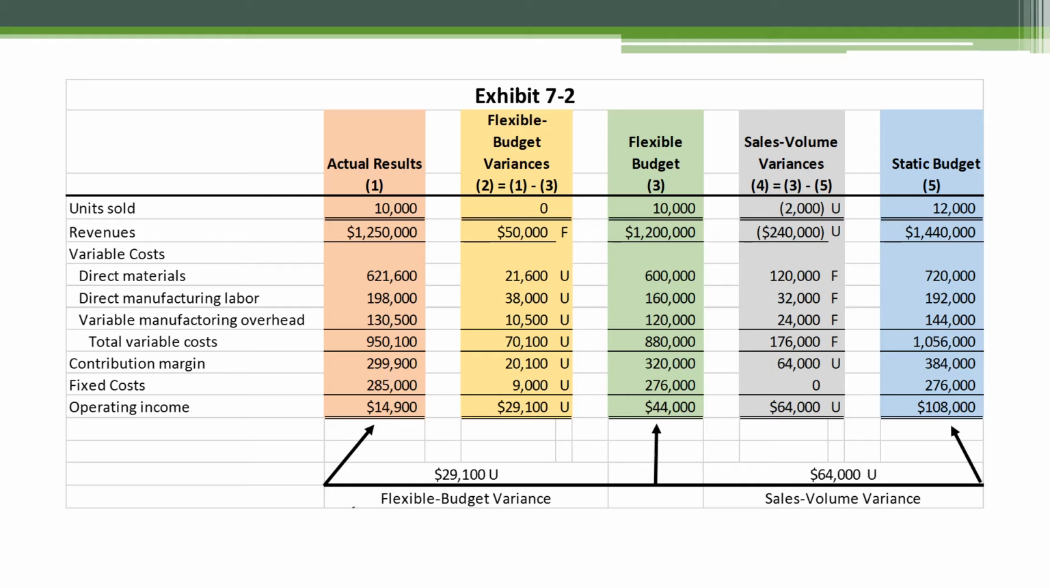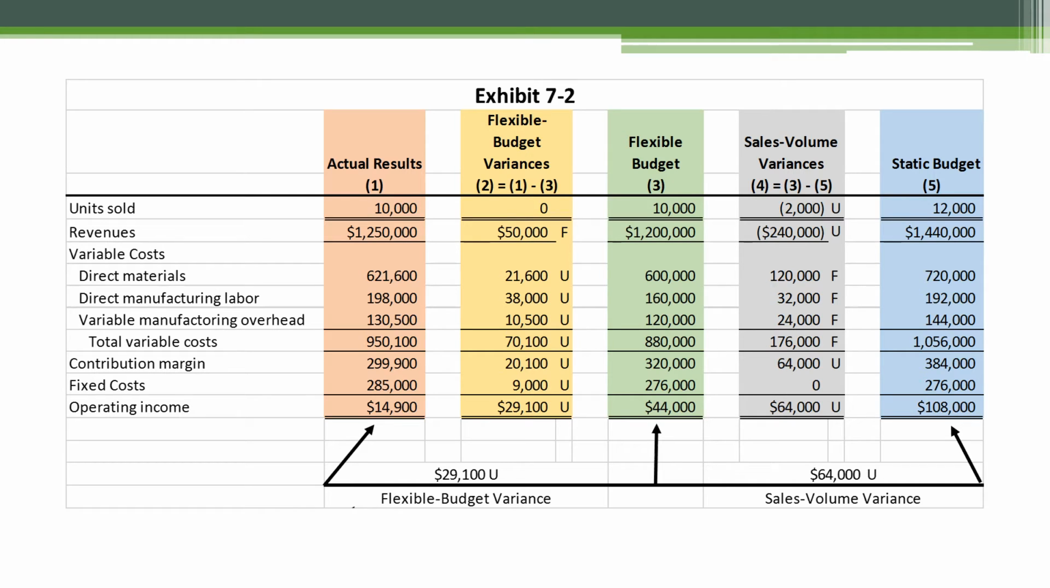Compare that to the $50,000 favorable revenue variance that we got for selling the jackets $5 higher than what we anticipated. Our contribution margin is a $20,100 unfavorable variance. Now, if you can remember back in sales volume variances, we showed fixed costs of zero because there was no change between the budgeted static budget for fixed costs and the flexible budget for fixed costs.